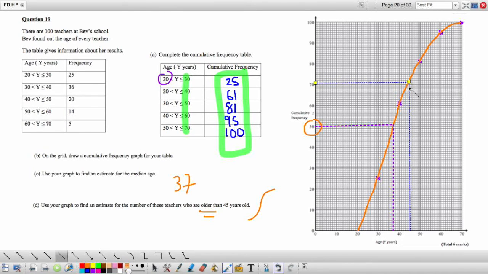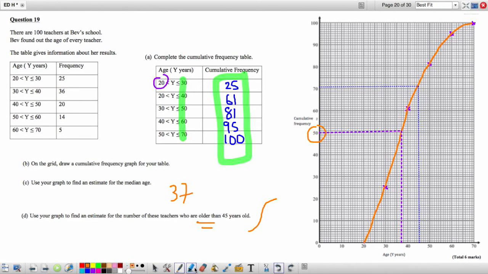So here we're coming out approximately 71, but we're looking for the number that are older. That is all of these frequencies. So to find our answer, we're going to take the total frequency 100, subtract the 71 to find out the 29 teachers that are here.